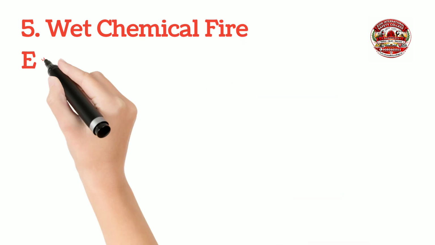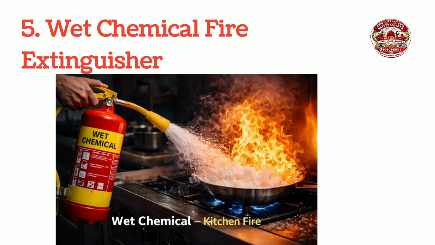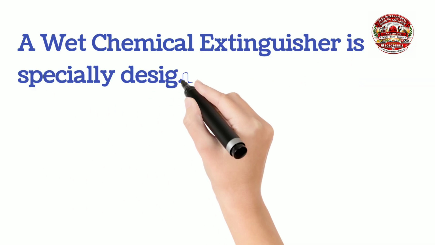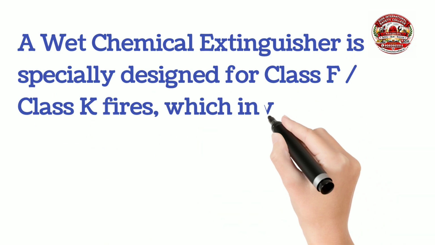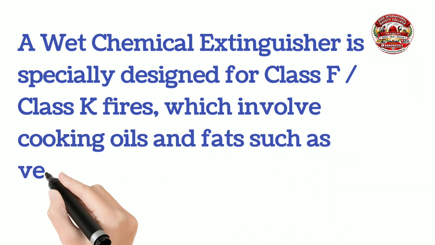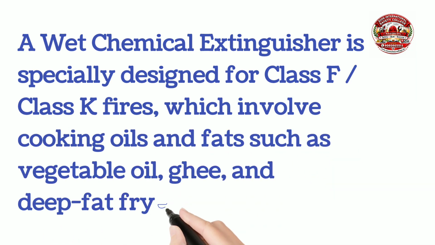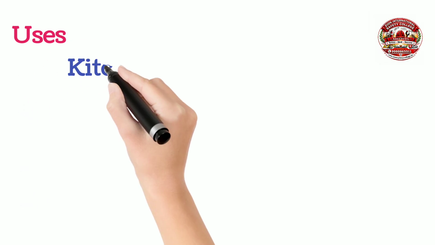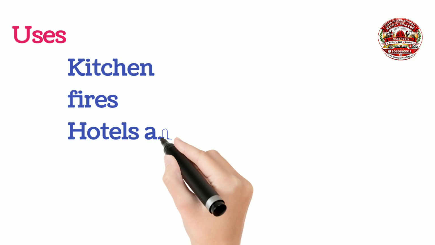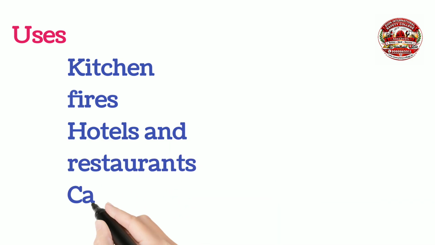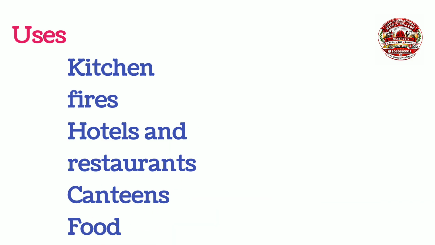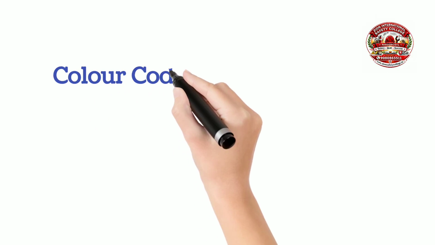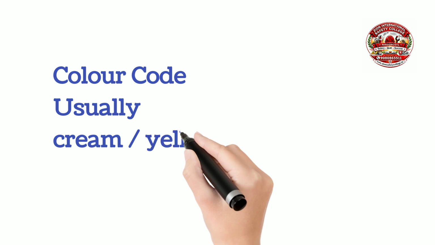Wet chemical fire extinguisher. A wet chemical extinguisher is specially designed for Class F, Class K fires, which involve cooking oils and fats such as vegetable oil, ghee, and deep fat fryer oil. Uses: kitchen fires, hotels and restaurants, canteens, food processing areas. Color code. Usually cream/yellow label.